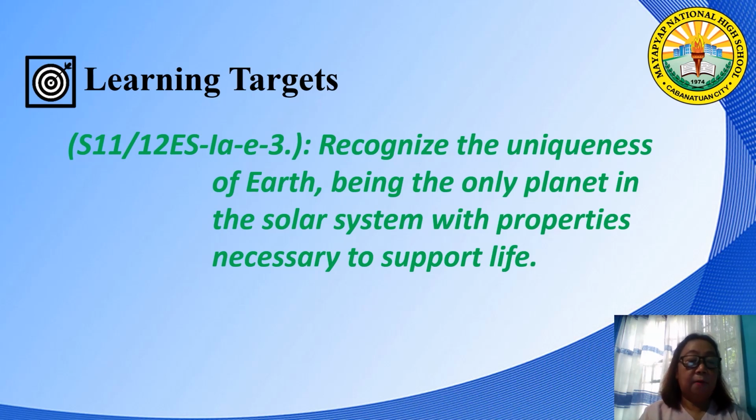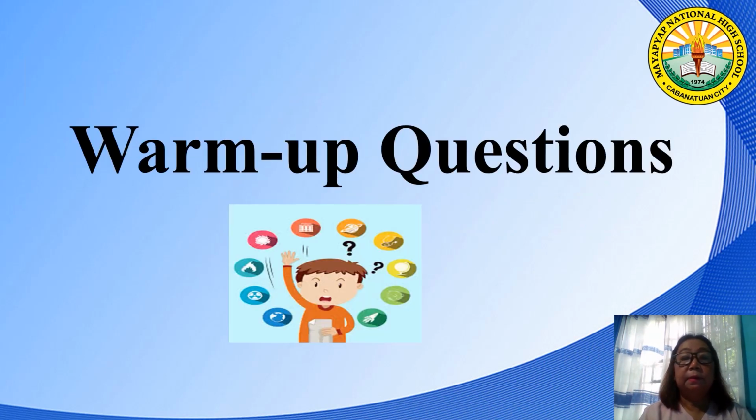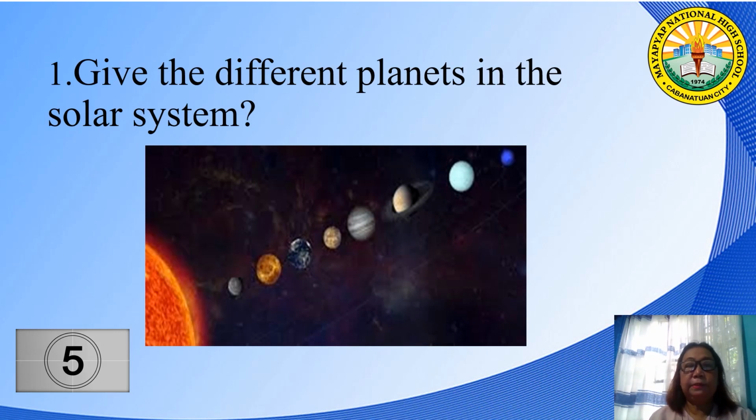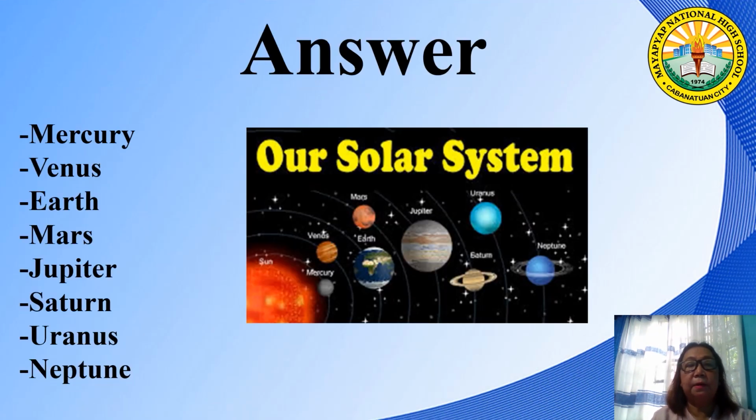Before we proceed to our lesson, let's have some warm-up questions. The first question is, give the different planets in the solar system. Time starts now. What do you think is the answer? The answer is Mercury, Venus, Earth, Mars, Jupiter, Saturn, Uranus, and Neptune.